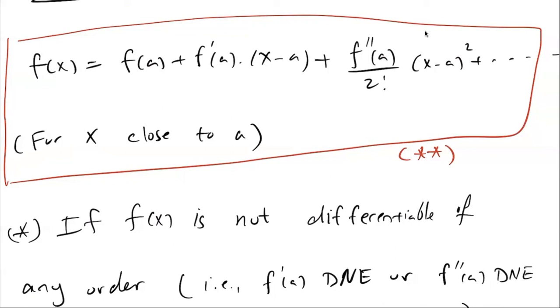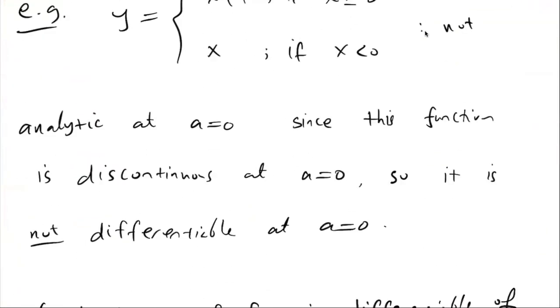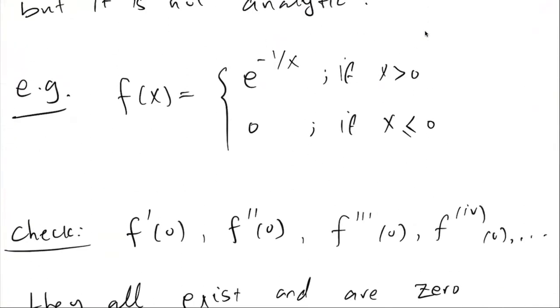But here, if x is positive, f of x will be e to the power minus 1 over x. F of x is e to the power minus 1 over x for x positive, and that is non-zero, but t of x is 0. So f of x and t of x are not equal to each other in this case. And therefore, the function is not analytic at a equals 0.